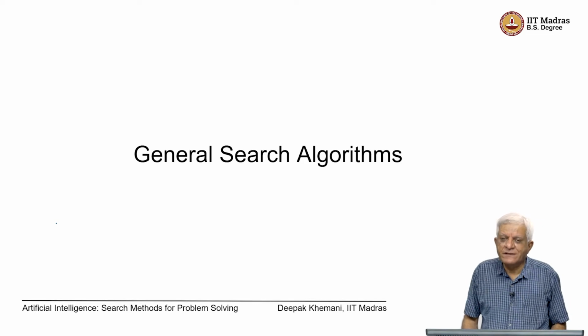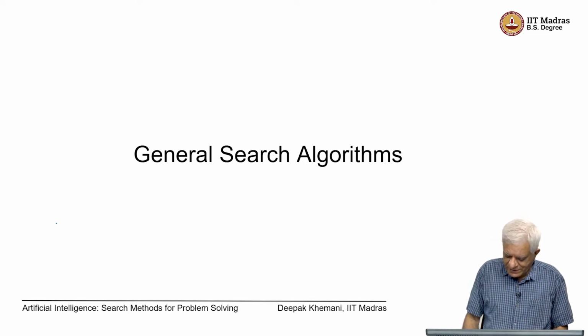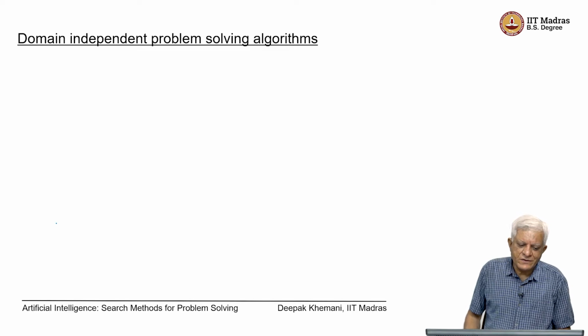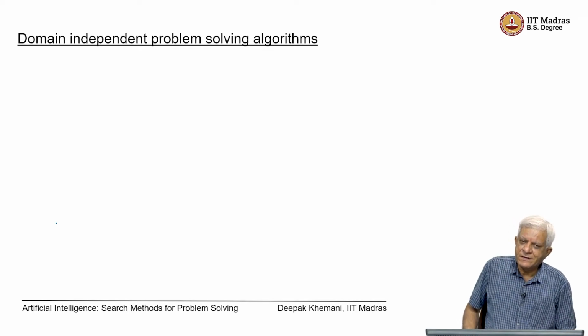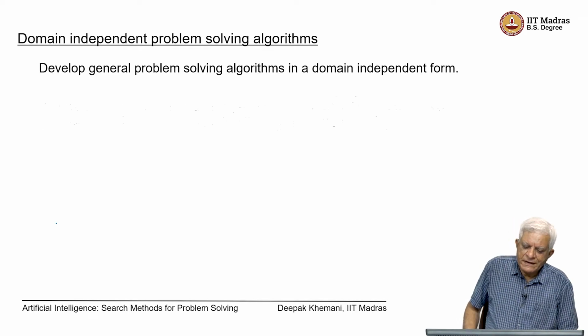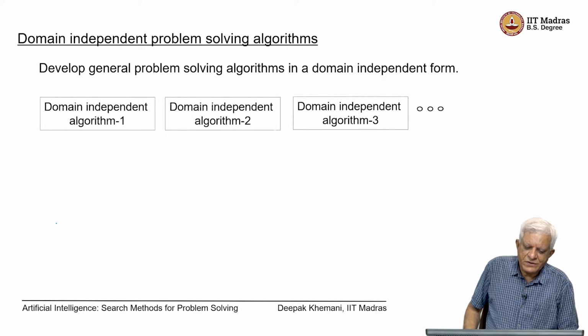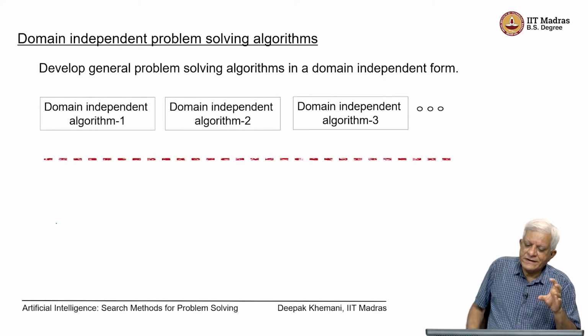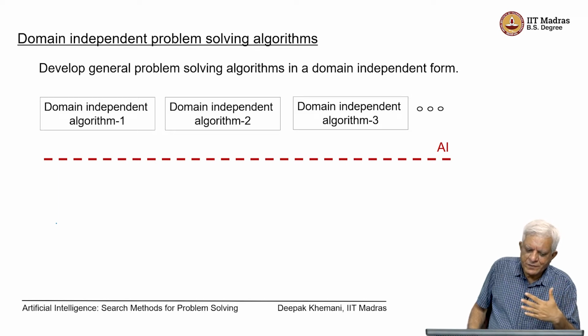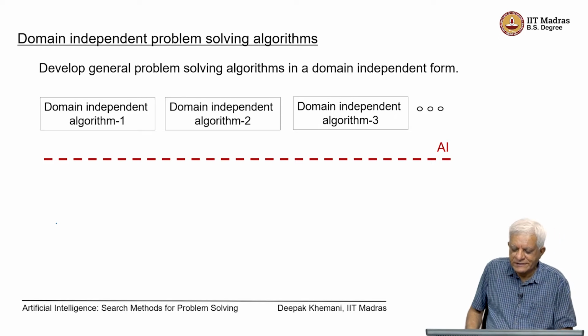Okay, so let's begin with our study of general search algorithms, and by this we mean that our goal is to find domain independent problem solving algorithms in a domain independent form essentially. So, the approach that we would take is that we will develop a set of algorithms for solving different kinds of problems. For example, algorithm 1, algorithm 2, algorithm 3 shown here, and this is the kind of stuff we want to do when you are doing AI essentially.